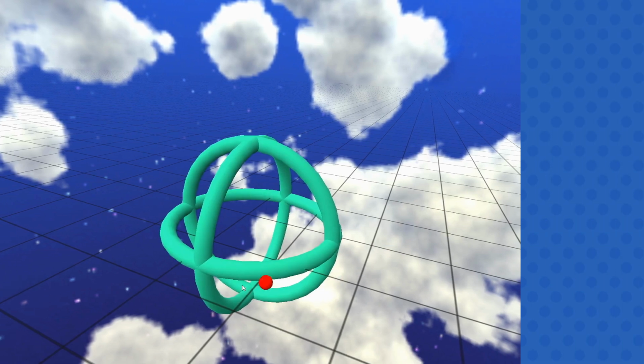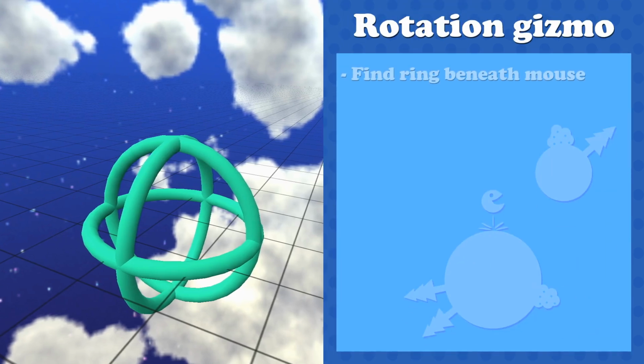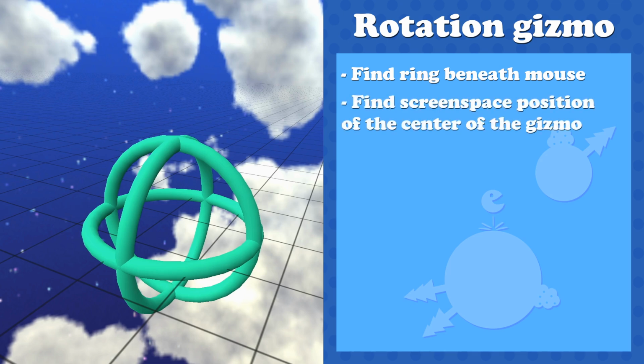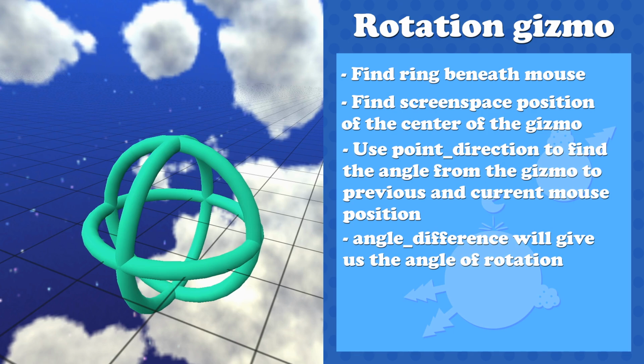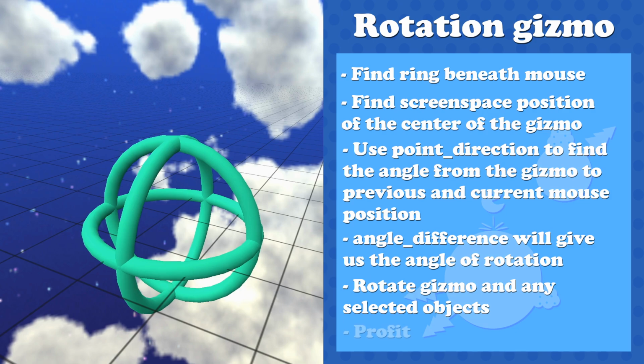My strategy from here will be as follows. Figure out which ring is beneath the mouse. This will be used to find the axis of rotation. Find the 2D screen space position of the center of the gizmo. Use point direction from the center of the gizmo to both the current and the previous mouse coordinates. The angle difference between these two will be the angle of rotation. Rotate the gizmo and any selected objects. Profit!